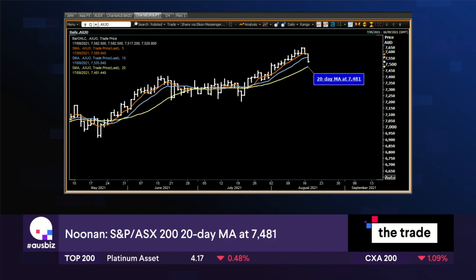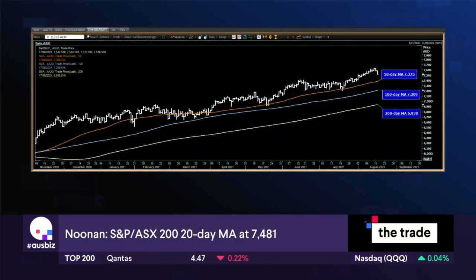So I think if you move to the next chart, which I have up, there you go. Now that's still a daily chart, but that's the 50, 100, and 200-day moving averages. Again, the 50 is above the 100, the 100 is above the 200. So that's a medium-term uptrend that we've seen.